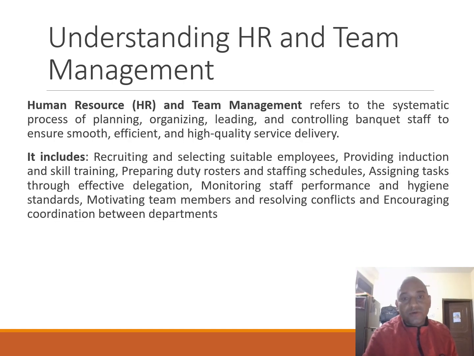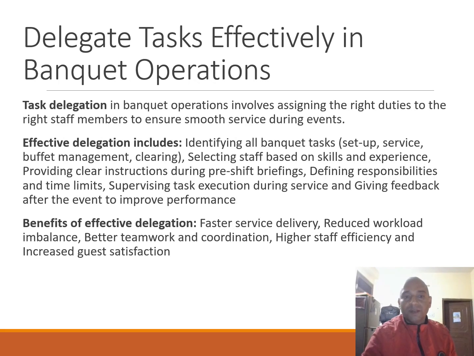Next step, we are coming to understanding HR team management. Human resource and team management refers to a systematic process of planning, organizing, leading and controlling banquet staff to ensure smooth, efficient and high quality service delivery. It includes recruiting and selecting suitable employees, providing inductions and skill trainings, preparing duty rosters and staffing schedules, assigning tasks through effective delegation, monitoring staff performance and hygiene standards, motivating team members and resolving conflicts, and encouraging coordination between departments.